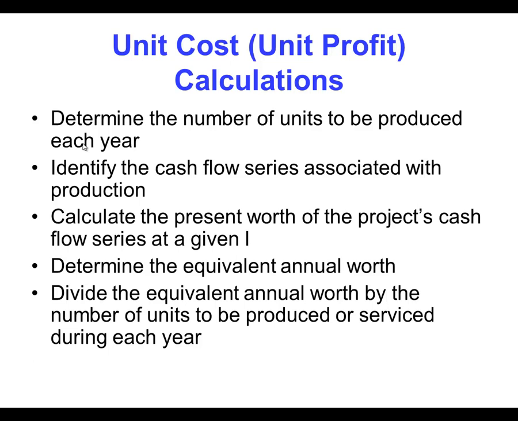Since we are dealing with units, we need to know how many units have been produced per year. In addition, we need to identify the cash flow series associated with these units. All cash flows will be returned to point 0 as a present worth of the production line. Knowing the present worth will assist in finding the annual equivalent worth. We divide the annual worth or cost by the number of units per year to get the unit cost.